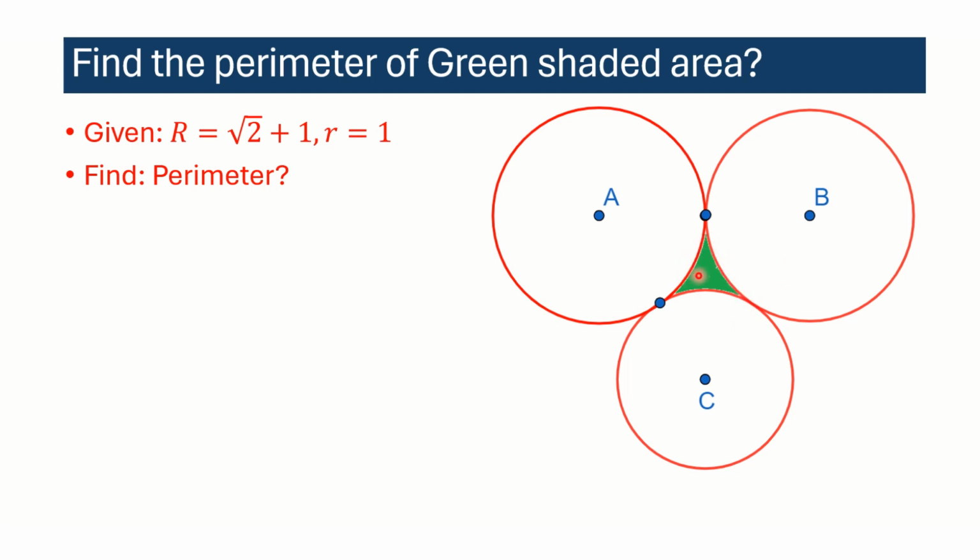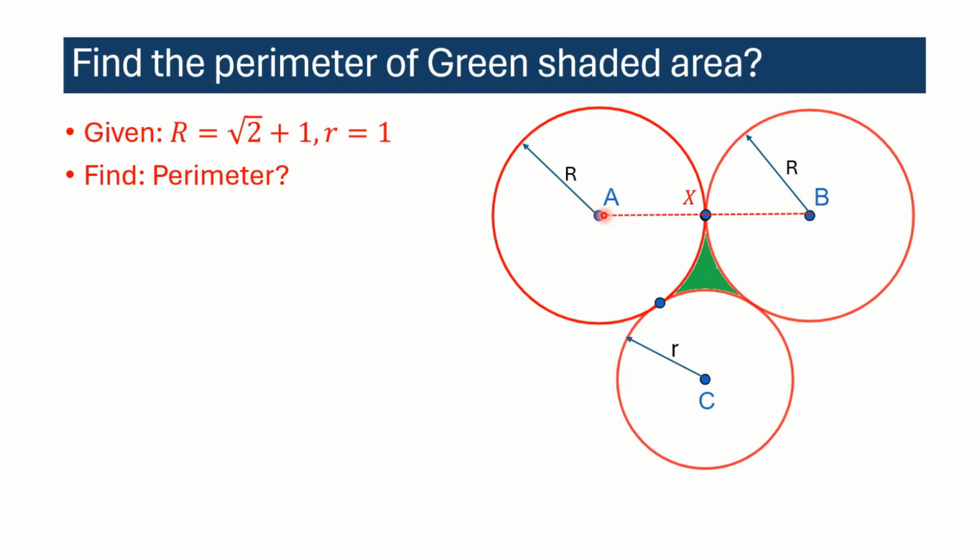This green shaded region is the region that is bounded by all the three circles. We have to find the perimeter of this region, that is this length plus this length plus this length. So this radius is given, this radius is R, let us say this is also R because both are identical circles, and this circle has a radius of small r. Basically the values of R and r are given. The capital R is root 2 plus 1, and the small r is 1 unit.